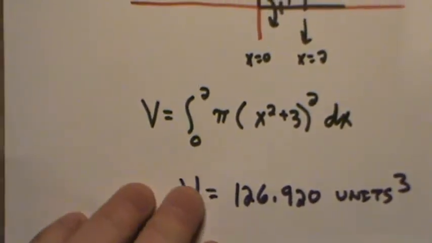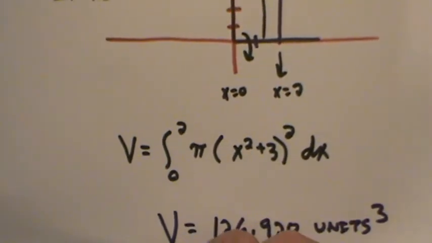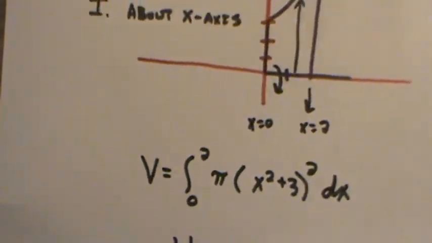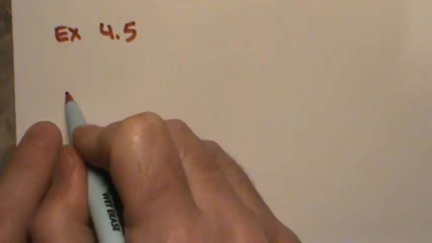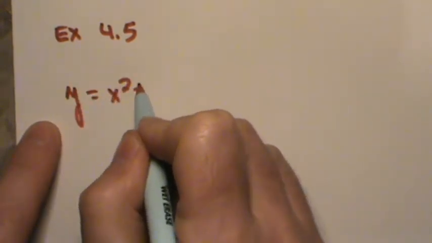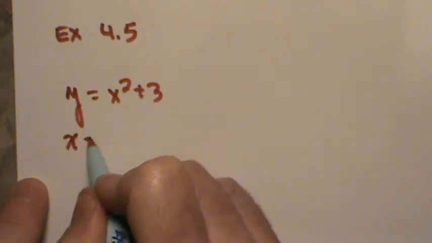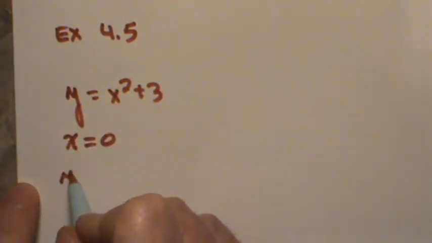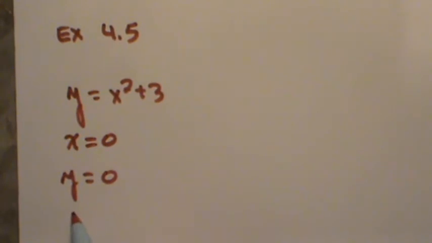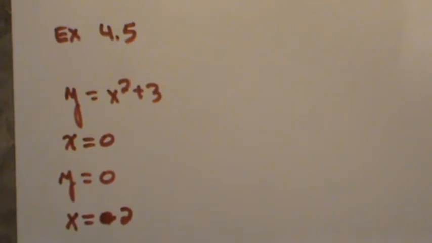Now I want to do an example 4.5 off of this, and you can probably guess what I want to do. I want to revolve it about a different axis. So let's start the same problem here. I'm going to call this example 4.5. I have y equal x squared plus 3. I have the y-axis. I have the x-axis. I have x equal 2.